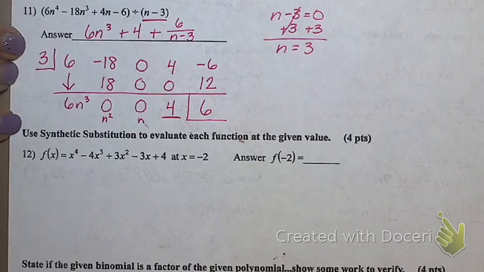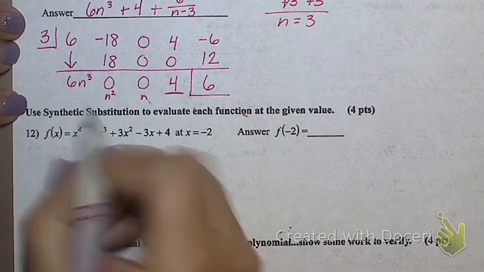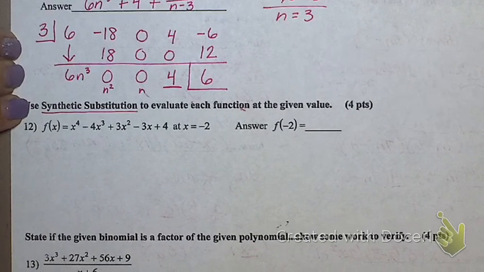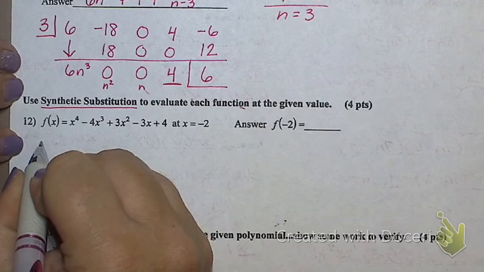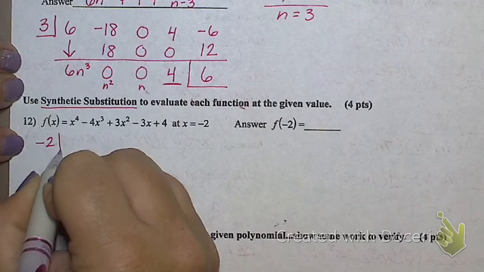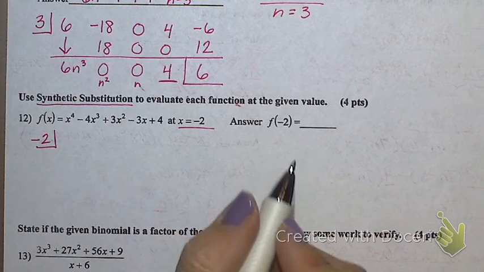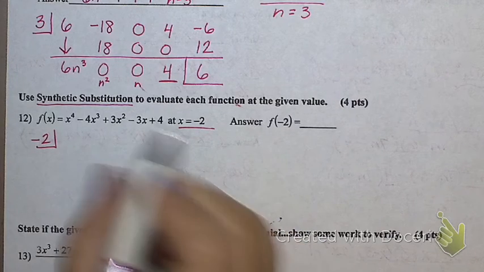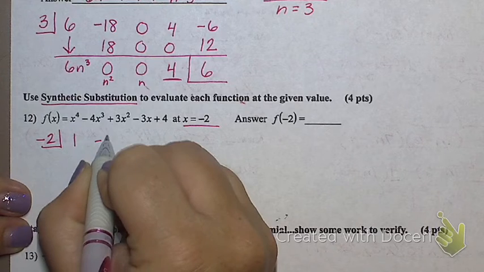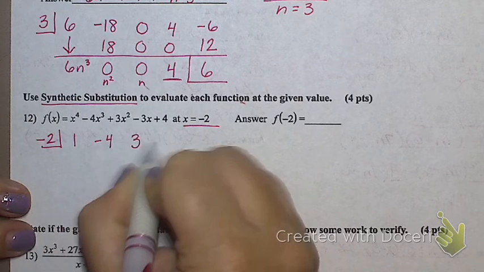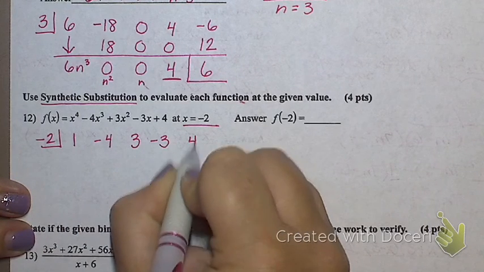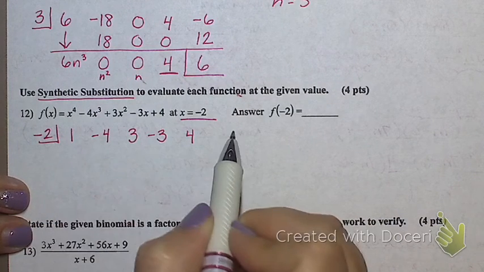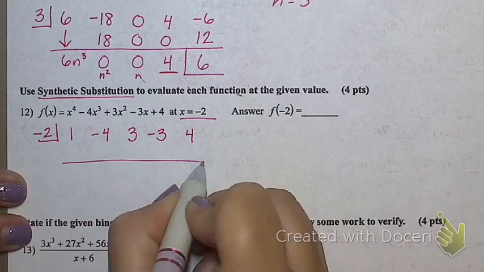Okay. Use synthetic substitution. What do you think I need to see done in this problem? Synthetic substitution. I need to see your work for this. So what's my box number? Negative 2. They give you your box number. You don't need to change any signs because it's already out of the parentheses. What are my numbers across the top going to be? 1, negative 4, 3, negative 3, 4. There are no missing terms. x to the 4th, x to the 3rd, x to the 2nd, x, constant. There's no missing terms, so I don't have any holes to fill in there.